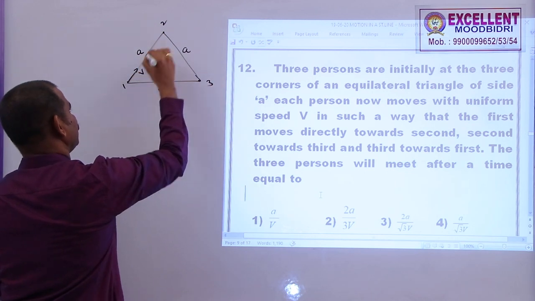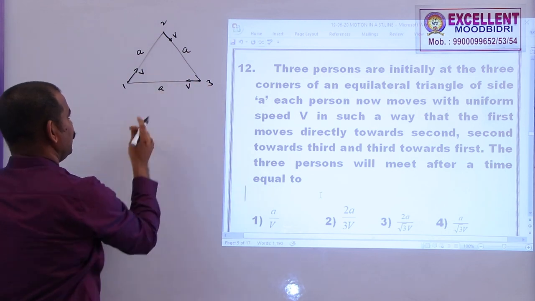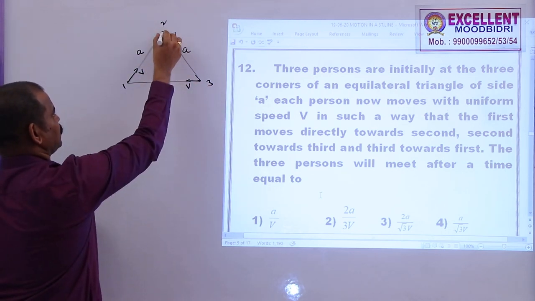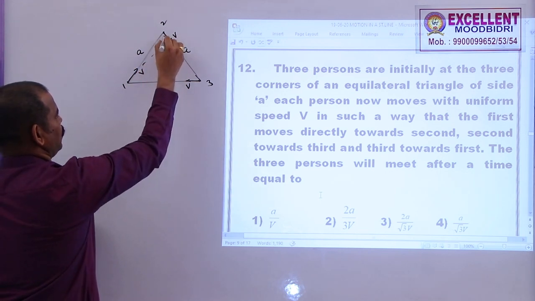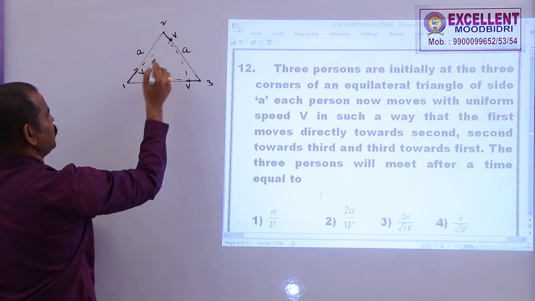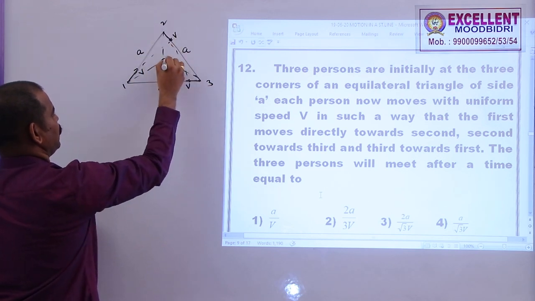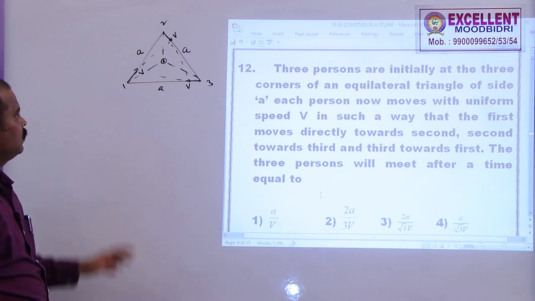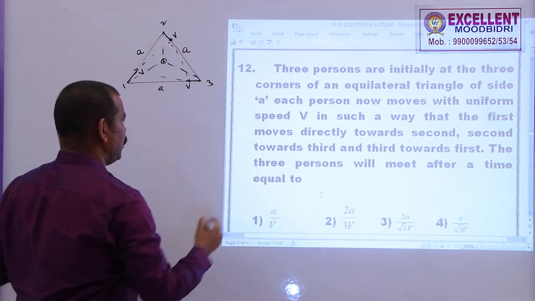He is moving with velocity v towards the second one, and the third person is moving towards the first. As they are moving, after some time the second person will reach here, and the first person will try to move in this direction. So finally all the persons will meet at the centroid of this triangle. Now what they are asking is after how much time they are going to meet, the time of meeting.